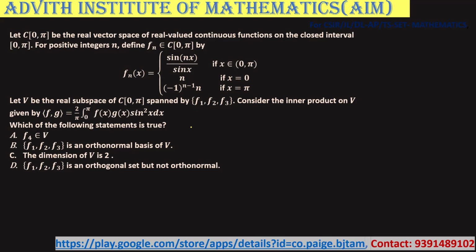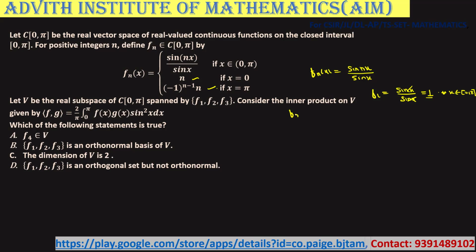So first, what is fn of x? fn of x equal to sin nx by sin x. Let us keep this aside and look later. So what is f1 actually? f1 is equal to sin x by sin x. It cancels, then you will get 1. At x equal to 0, n is equal to 1, so 1. For n equal to 1, minus 1 whole power 0 into 1 is 1. So that means f1 is constant for every x belonging to 0 to pi.